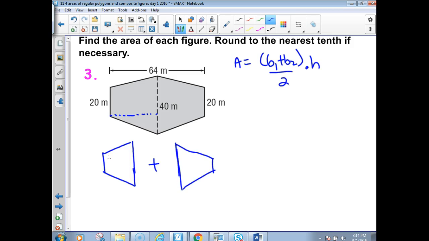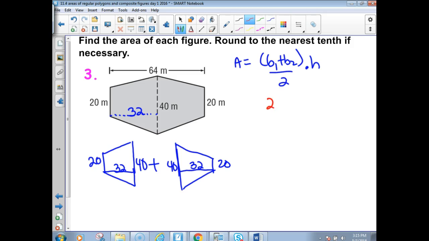Well, they're identical to one another. Their bases are 20 and 40. How big are the heights? Are you getting 32? Half of the 64. I heard you, so you're right. That'd be 32. Okay, let's do the formula. We'll do one of them, and then we'll just double it, right?